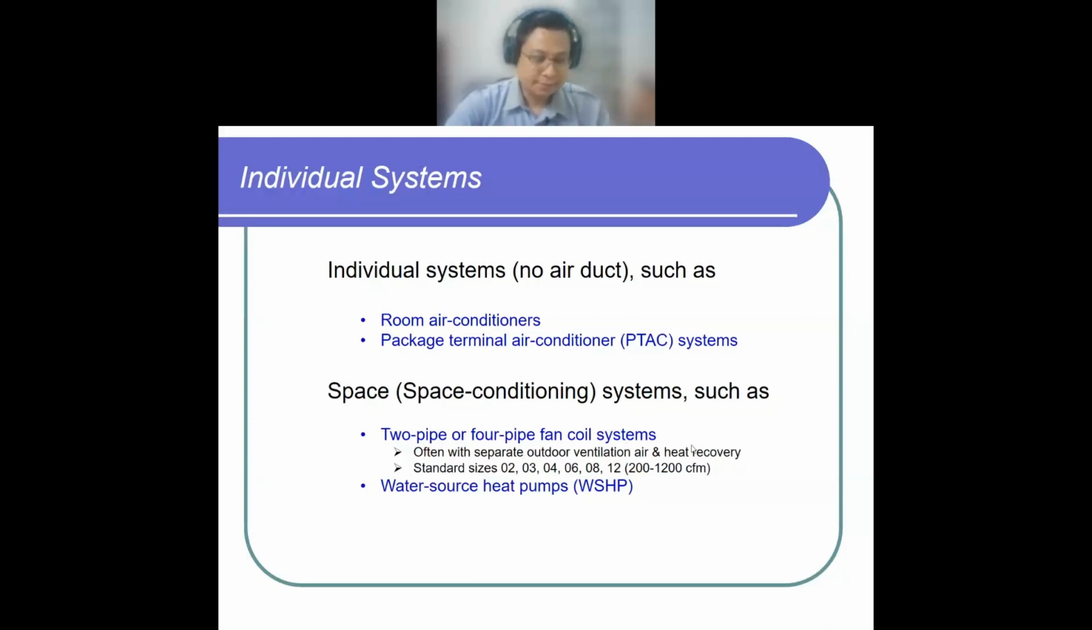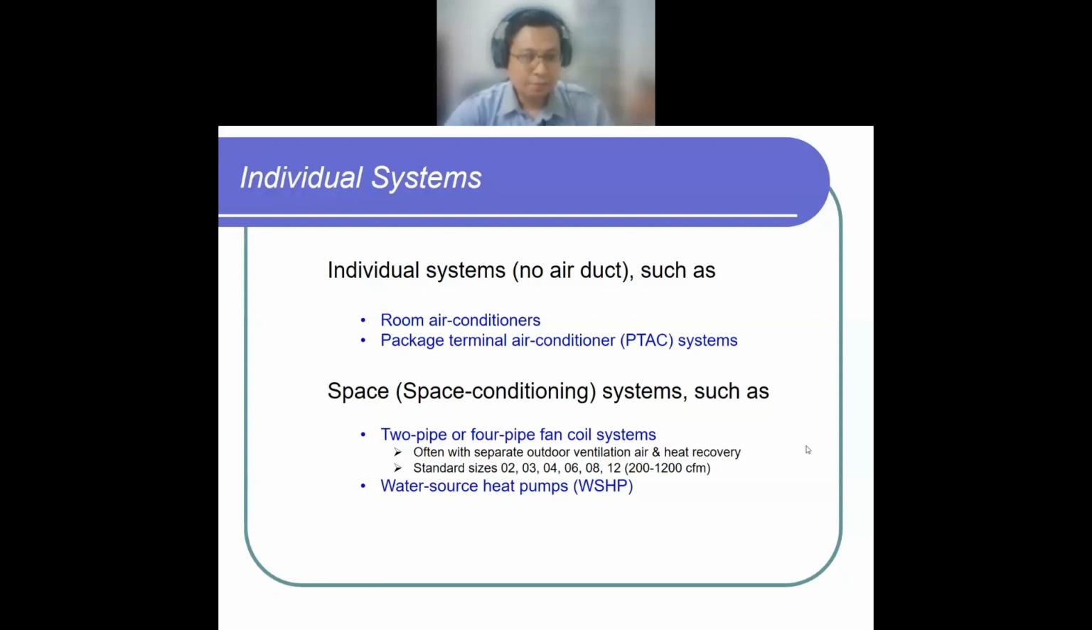In the split condition, we can also divide it into several types. If we serve more than 2 rooms with one compressor, that is possible to use in a residential building.